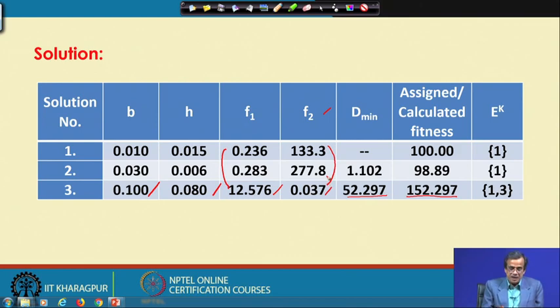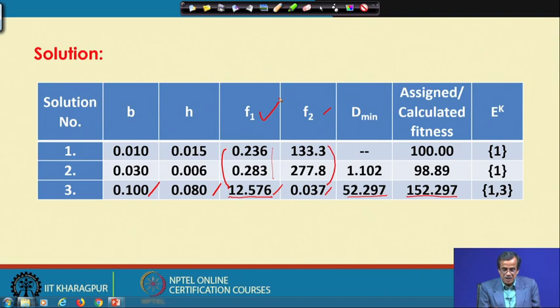Now, if I compare the value of f 1 corresponding to the first non-dominated solution, that is 0.236, and corresponding to the third, it is 12.576. Definitely this is higher compared to 0.236, and this is a minimization problem. So, this is not a very good solution. The solution 3 is worse compared to the non-dominated solution in terms of f 1.